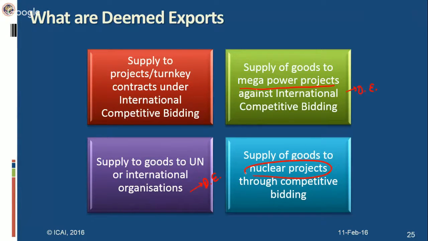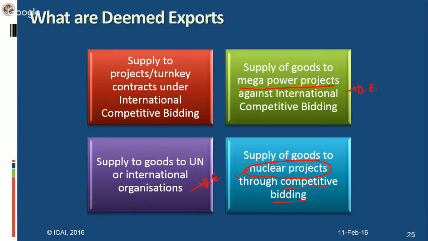Now, in case of nuclear projects, there is a difference. In the first two supplies which we have covered here, international competitive bidding should be there. These projects should be under international competitive bidding. But in case of nuclear projects, the supply of goods should be against competitive bidding. So it need not be an international competitive bidding. Any type of competitive bidding will be included here.